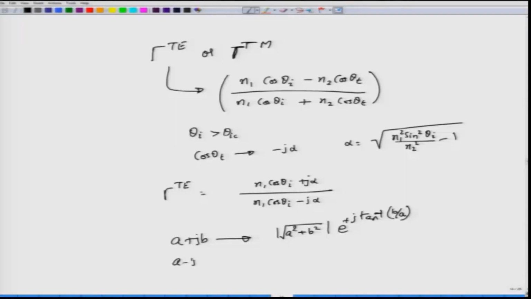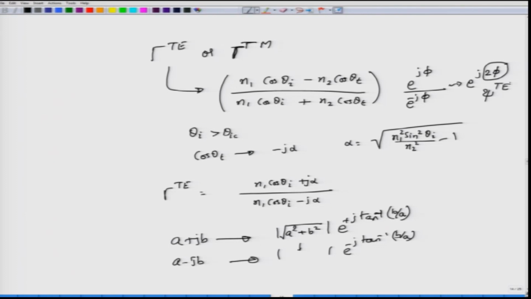So, I can write a minus jb as the same magnitude, but with a phase which is minus j tan inverse of b by a, right. Now, I go back and write the numerator and denominator in this fashion, and because the magnitude is the same, that would cancel out, and what I have is e power j phi divided by e power minus j phi. Together this becomes e power j 2 phi. Okay. And you can call this e power j 2 phi some psi with a TE, and this particular psi with a TE is what is called the phase shift upon reflection.